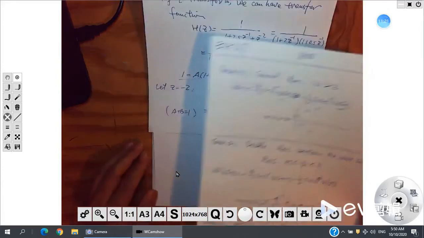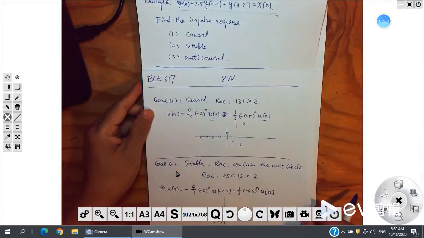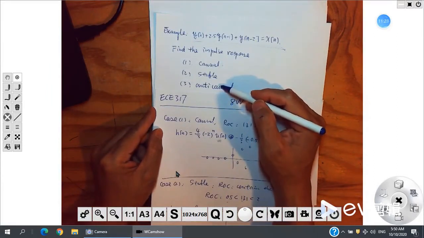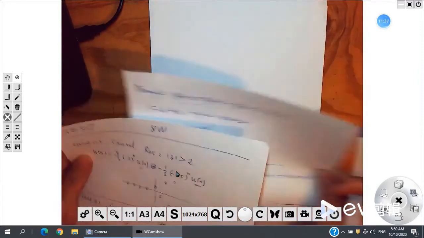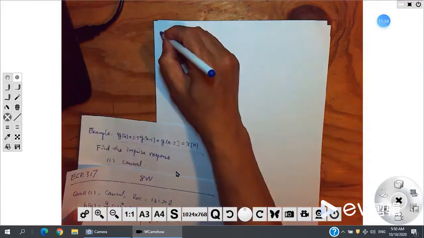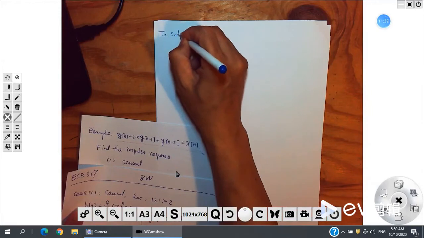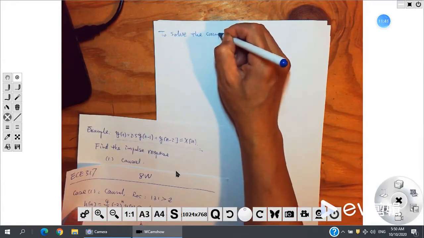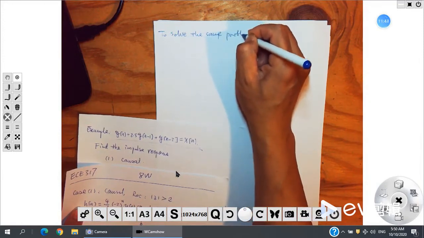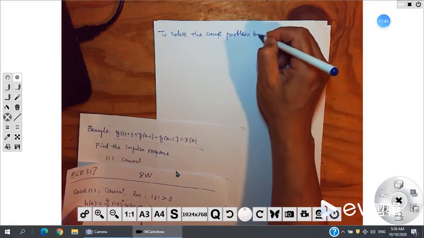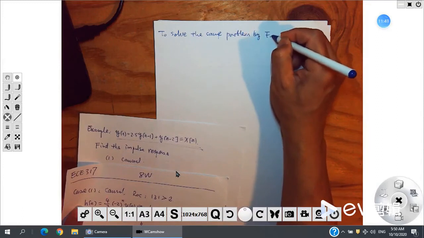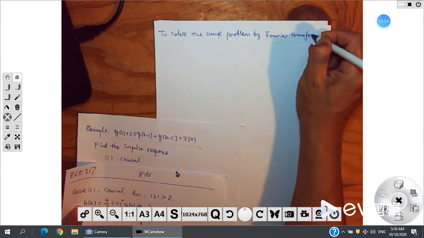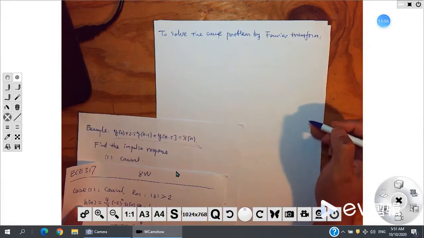All right, now can you remember how to solve this problem? Use Fourier transform. Okay, to solve the same problem by Fourier transform, we need to work like this.